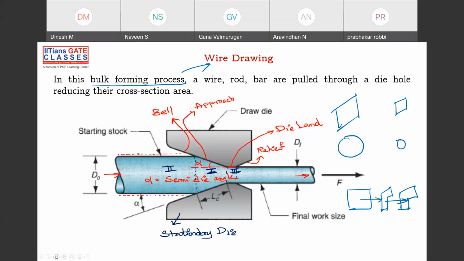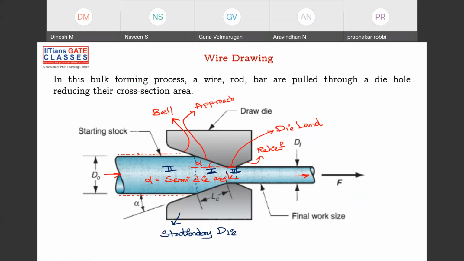But wire drawing is nothing but simply a change in diameter, reduction in diameter of the wire. That's it. And it is called drawing. Why is it called drawing? Drawing in the sense you're pulling something. Drawing means you're trying to pull something.